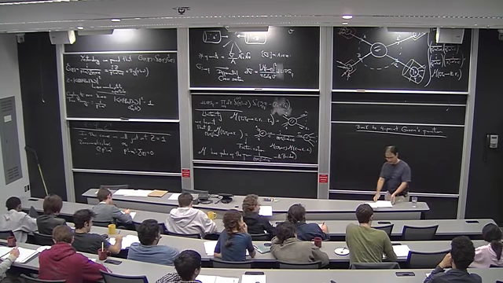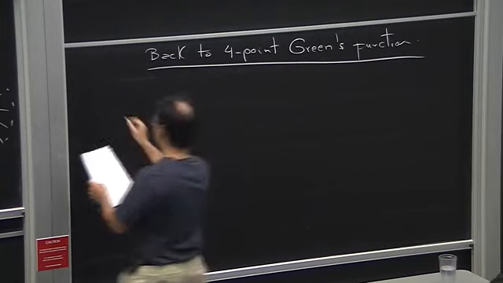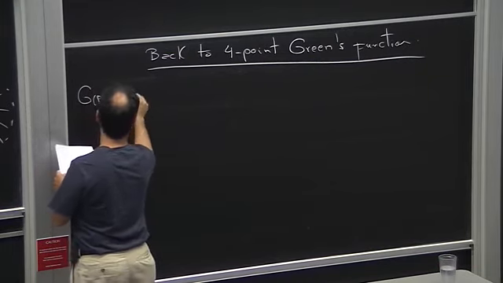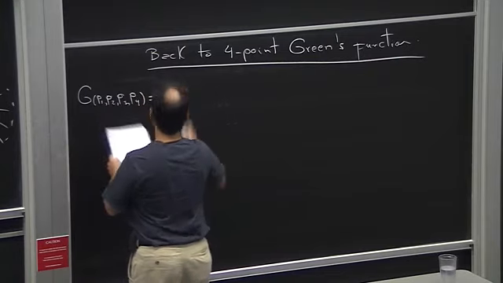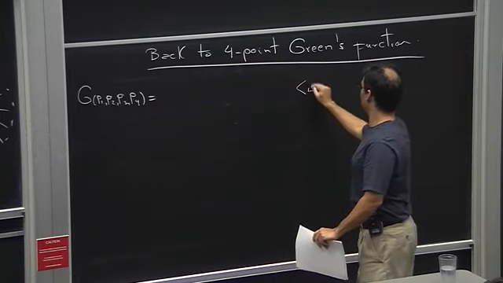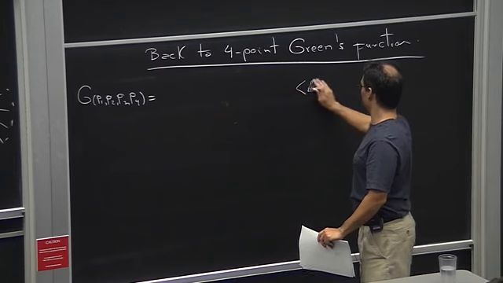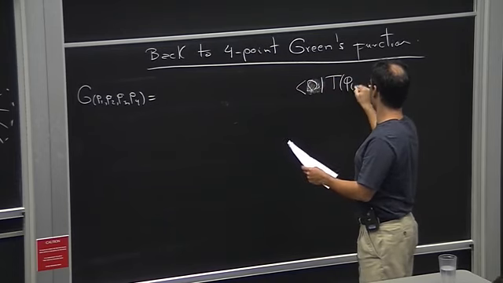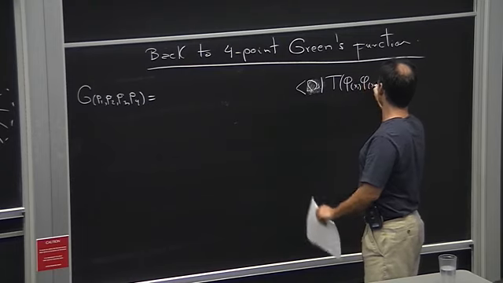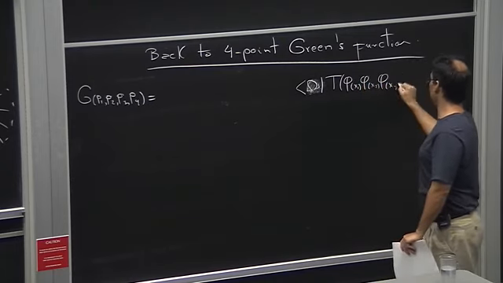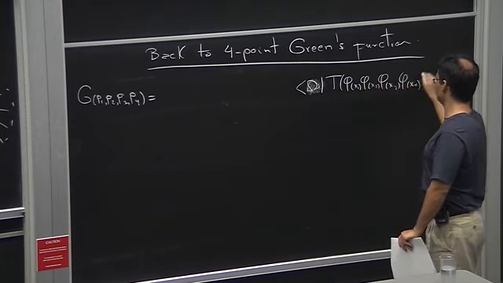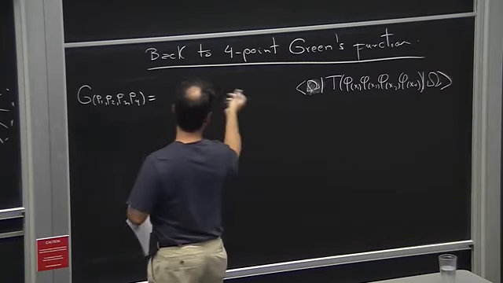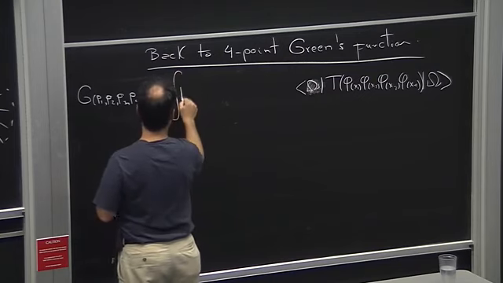Okay. So what is our function? We have G of P1, P2, P3, and P4. This is the object that we computed. Actually, you guys computed it today. And all we do is to take the Fourier transform.